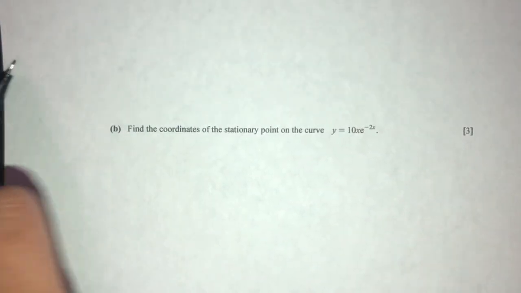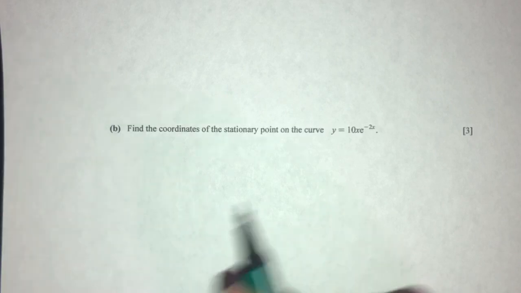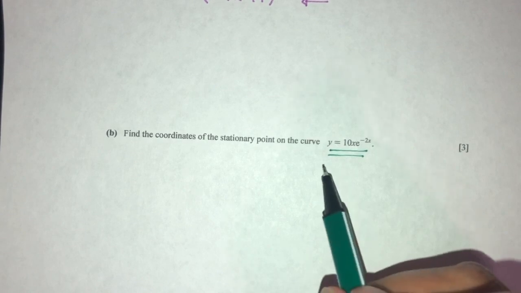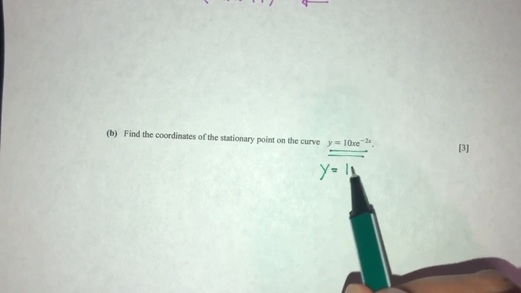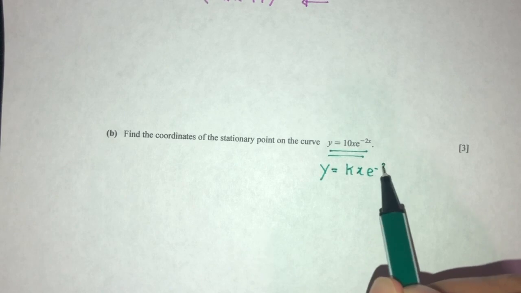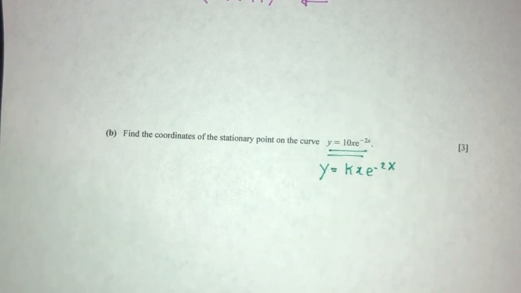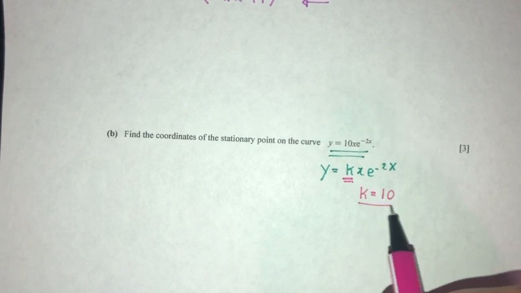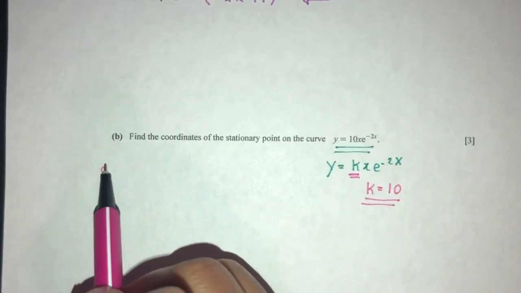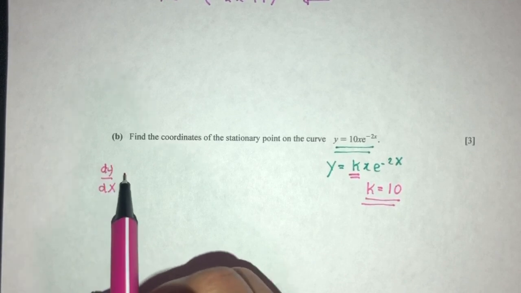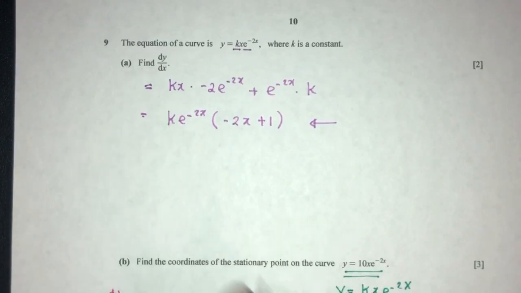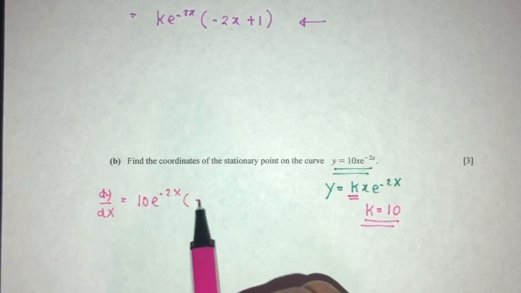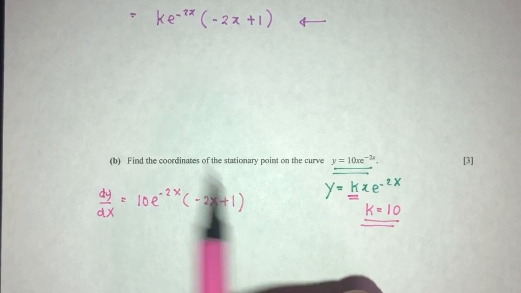Now for part B, we have to find the coordinates of the stationary point of this one. From the first question, we had y equal to kx exponential minus 2x. The only difference here is that the value of k has been replaced by 10. Therefore, if you were to perform dy by dx for this one, you will have 10 exponential minus 2x, and then minus 2x plus 1 for dy by dx.